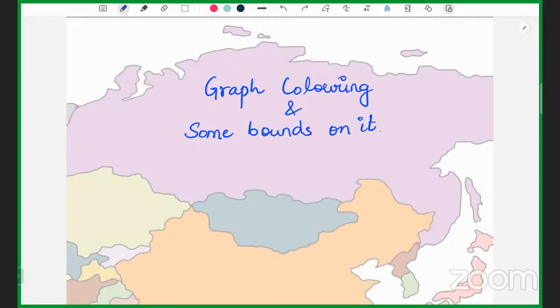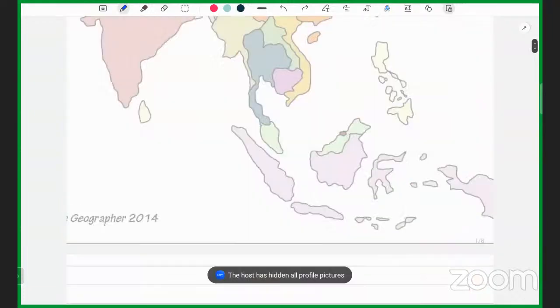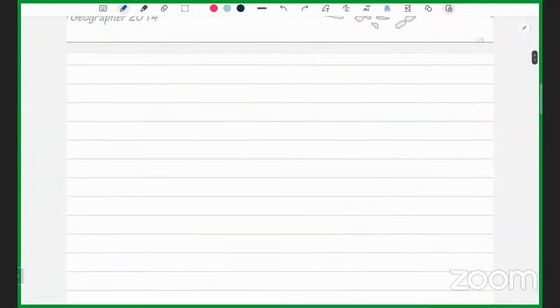Okay, so as the topic says, it's about graph coloring and we'll see some bounds on it. First of all, what a graph is and why one should care about its coloring, and then why some bounds. All of those things we'll see today. So let me start first of all with what a graph is.